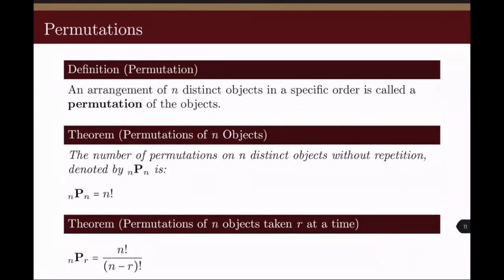An arrangement of indistinct objects in a specific order is called a permutation of the objects. The number of permutations on indistinct objects without repetition is nPn, which equals n factorial. So the big P denotes permutations.